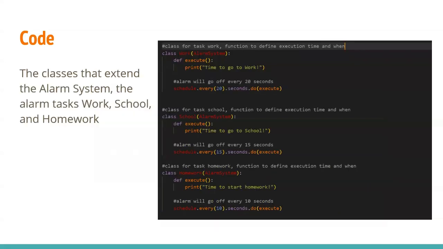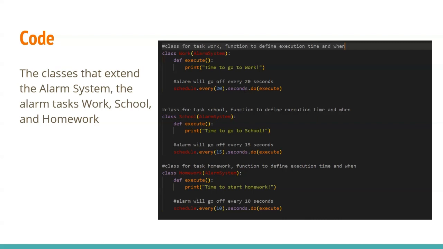So here are the classes that would extend the main class alarm system, with the alarm tasks work, school, and homework. So basically the client or the user has 3 alarms, and these are the 3 alarms under different classes named after them, and they're all extended from the main alarm system. As you can see with class work, it has the execute from the main class, but it shows what the alarm is made of. So the alarm will show the sentence time to go to work, and that alarm itself is scheduled to go off every 20 seconds.